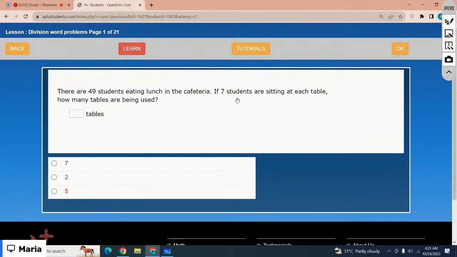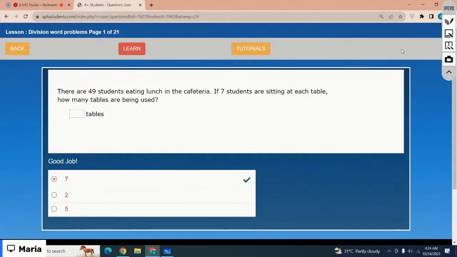Very good. 7 times 7 is 49. So the correct option is that, if there are 49 students, you need to have 7 tables in the cafeteria, right?